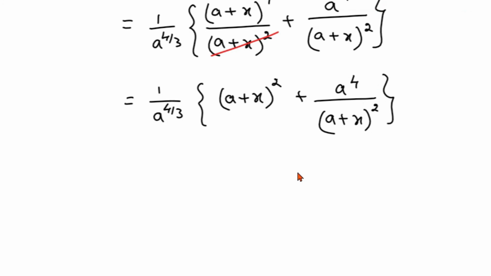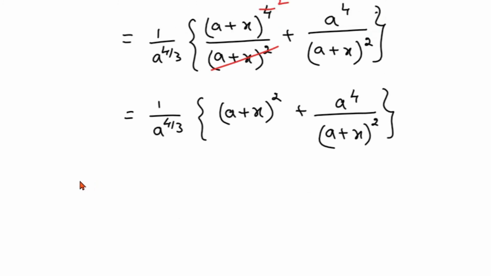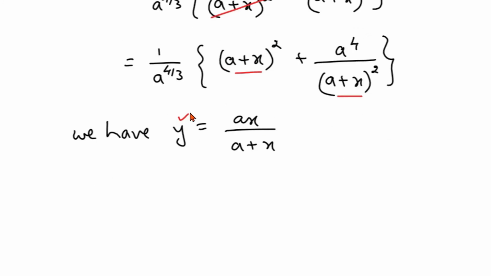If you try to see the final solution that we need to prove, in the final solution we don't have a plus x, rather we are having the expression in terms of x and y. So since here you don't have y, you have to introduce the value of y. So we'll go back to the question and try to get the value of y. We have the value of y to be equal to ax by (a plus x). So here let us try to replace this value of a plus x by the y value.